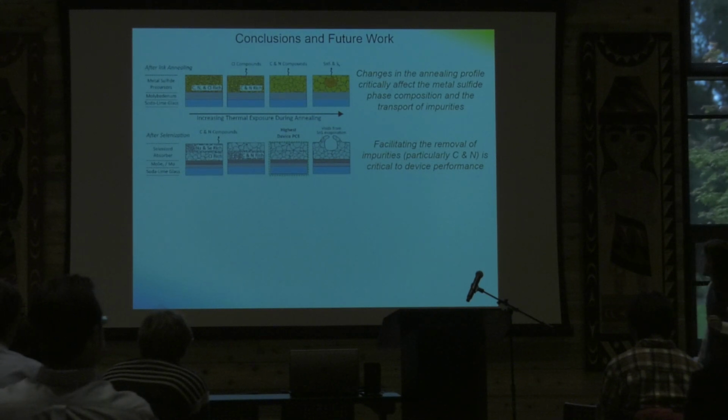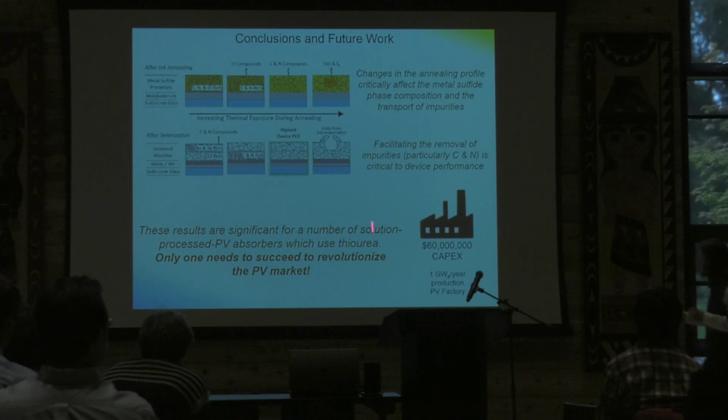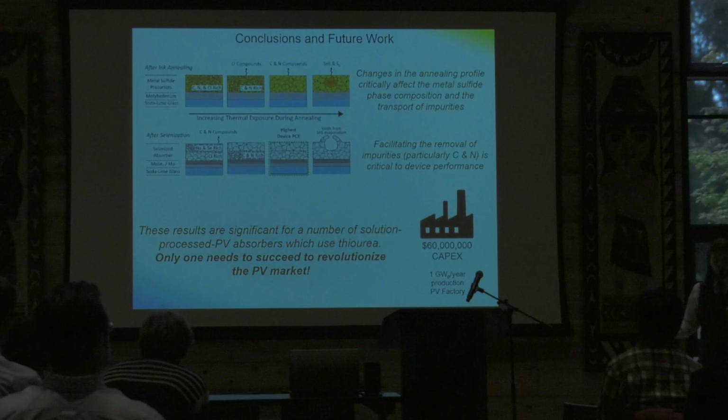where I look at these low temperature anneals before selenization. And finally, I'd like to say that thiourea is really commonly used in a lot of different PV absorber fabrication processes, and this is the first time this decomposition pathway has been put together with this PV work. I think it's going to have implications for a lot of people who use thiourea in these solution processes.